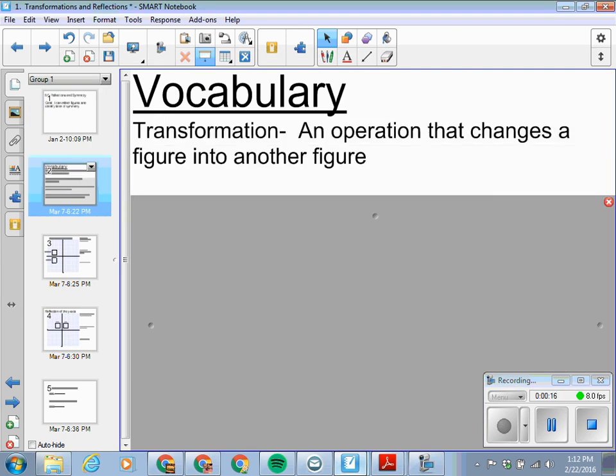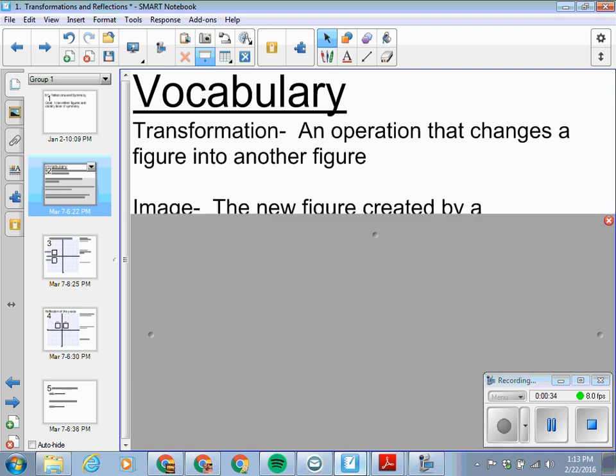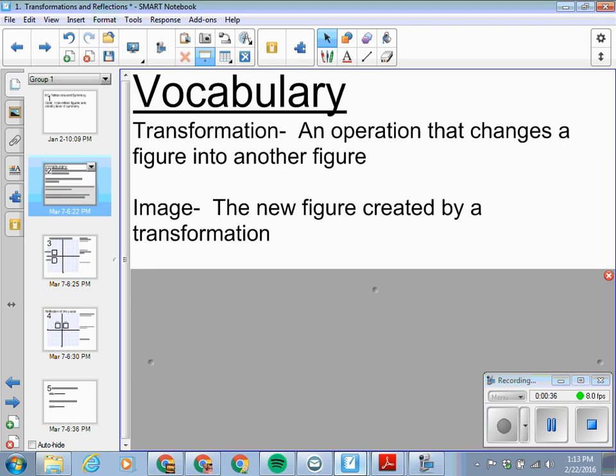So this is kind of the big word over our next couple of lessons. It is an operation that changes a figure into another figure. You think of the old school toys or the movies you guys may have seen, Transformers, how things change back and forth from vehicles to robots or whatnot. Well, they're changing. So that's what transformation is, to change. The image is the new figure created by a transformation.